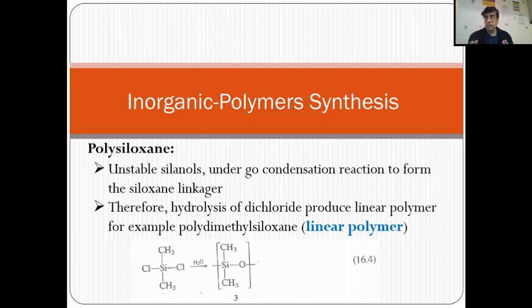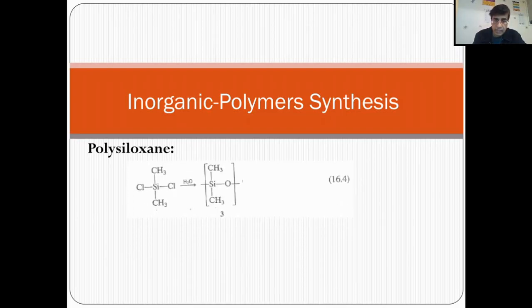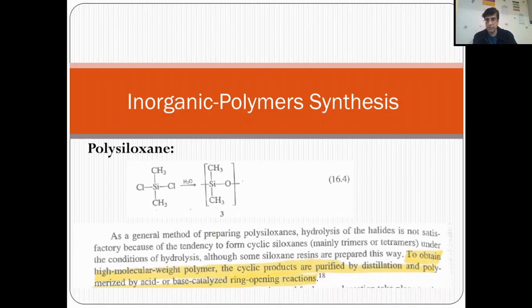So the molecular weight, as long as the reaction continues, the viscosity of the solution will not increase, which means the molecular weight is not increasing, since all the monomers are converting into the cyclic compound. And when a trimer or a tetramer is formed, it eventually forms the ring, 6-member or 8-member ring, and that's how the molecular weight does not increase. So that is very important to remember here.